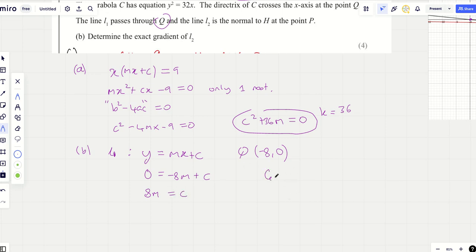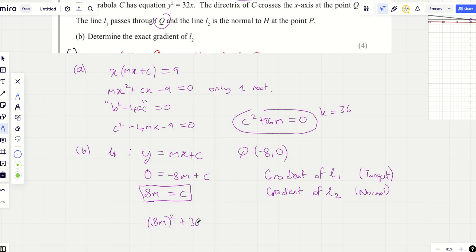Now remember that the gradient of L1 is the gradient of the tangent. The gradient of L2 is the gradient of the normal. So if I can find the gradient of L1, which is m, then I can easily deduce the gradient of L2. Now, how am I going to find the gradient m here? Well, I'm going to use the result that I just proved. So I'm going to put (8m) all squared plus 36m equals 0. And then I'm going to realise that's 64m squared plus 36m equals 0.